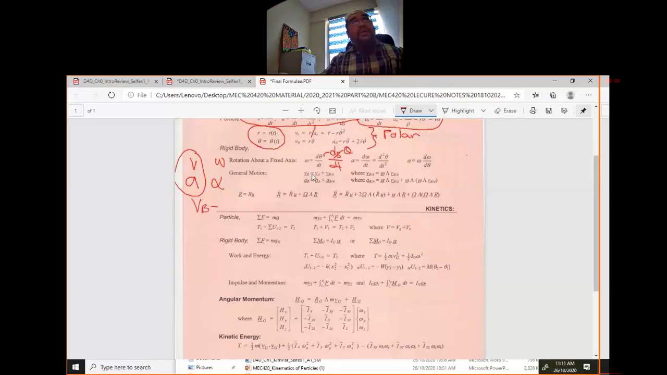vB equals to what? vA plus vB relative to A, or this one actually, OB equals to OA plus AB. This way is easier, where you can cancel A and A, so you are left with OB.